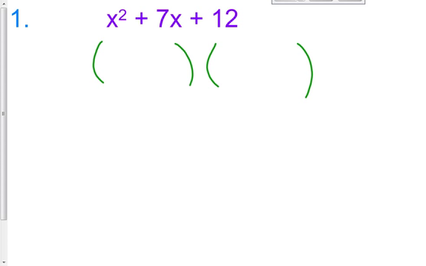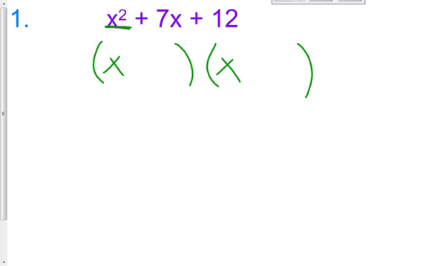Hopefully this is starting to look familiar to most of you. After I have these 2 parentheses, I know that my first term is x squared, and the only factors of x squared are x multiplied by x. So I know the first term of both of these binomials is x, because when I FOIL, I'm going to have the first times the first, which is x times x, giving me x squared.